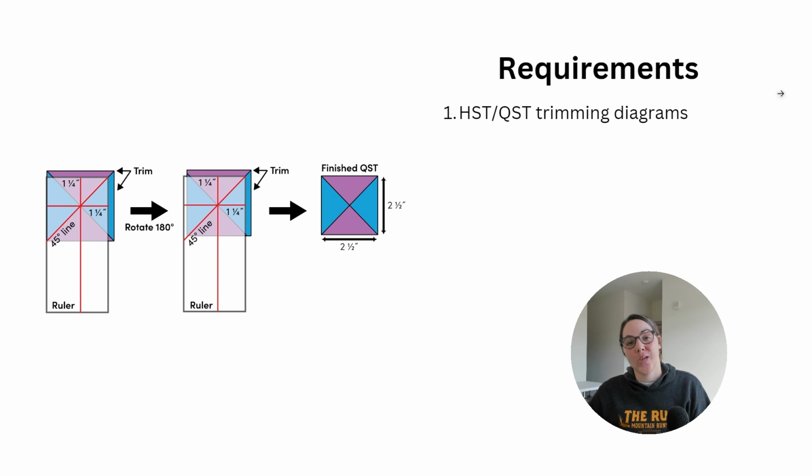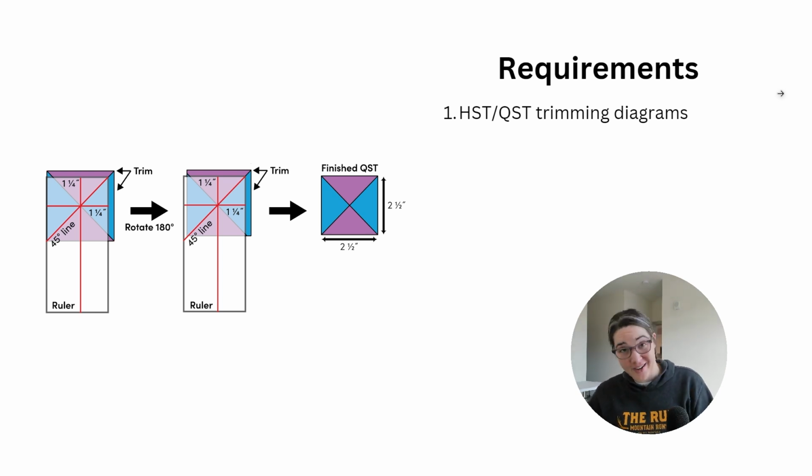And so we're going to talk about those things that I feel really, really need to be in a beginner pattern if you are truly serious about marketing this to beginners as if this was their first quilt pattern. So the first thing that is really, really important for beginner patterns is having trimming diagrams for HSTs and QSTs. This is something that I think a ton of people take for granted.